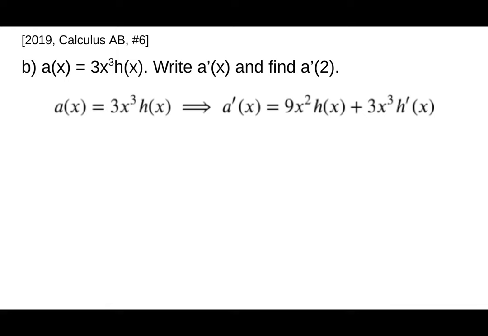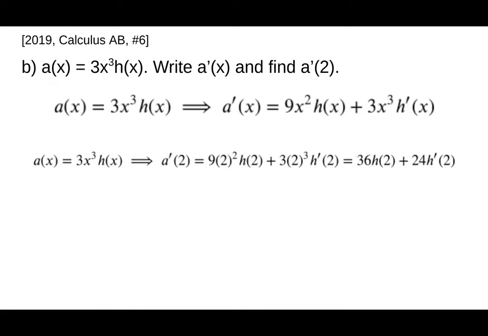Given the definition of a of x equals 3x cubed times h of x, we can find the derivative by using the product rule. A prime of x is 9x squared times h of x plus 3x cubed times h prime of x. All right, so that's the first part. Using that, in order to find a prime of 2, we can just substitute 2 in for all of our x's. So we get 9 times 2 squared h of 2 plus 3 times 2 cubed h prime of 2. Simplifying that, we get 36 h of 2 plus 24 h prime of 2.